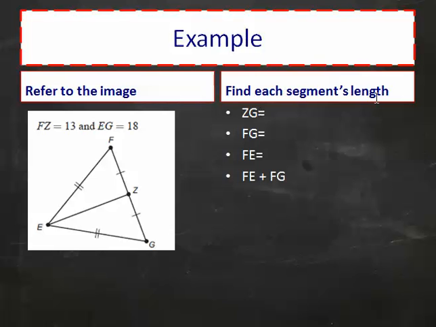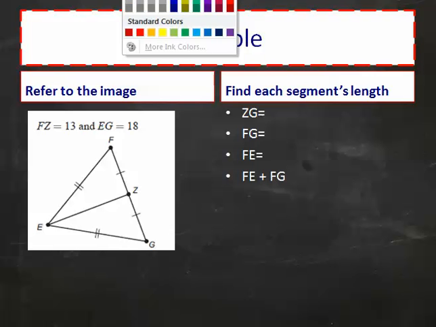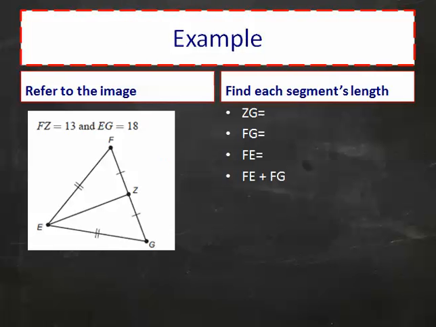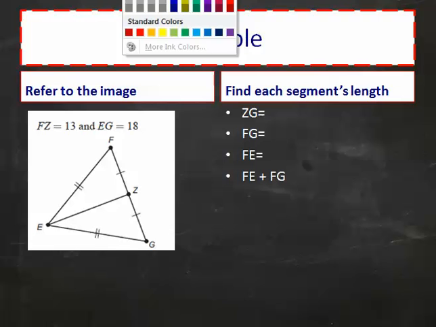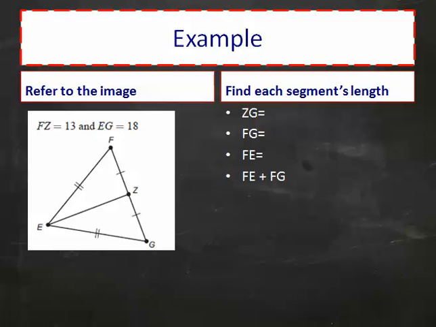Refer to this image and then find each segment's length. Okay, so I've got FZ is 13 and then EG is 18. So the first thing I need to find is ZG. So I'm going to take my highlighter, I'll just do a pen color. We're going to start with blue. Let me get my pen working right. So first we're going to start with blue and find ZG.